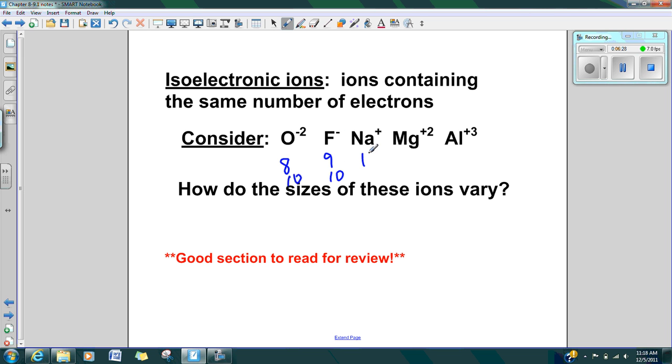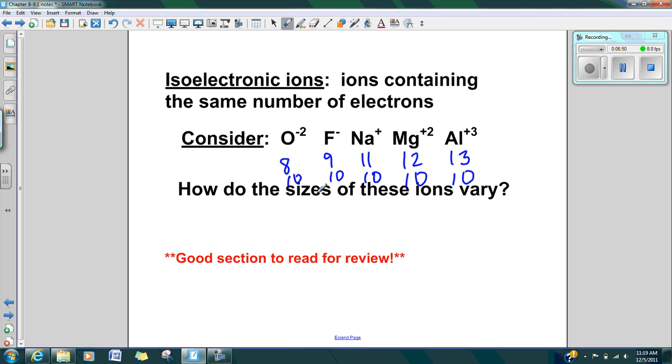Sodium has the atomic number 11. It's losing 1 electron. Magic number 10 again. Magnesium, atomic number of 12. Loss of 2 electrons. Has 10 electrons. I think you get the picture. Aluminum has 13, it's only losing 3 electrons, and it's going to have 10 electrons. So all of these have 10 electrons.